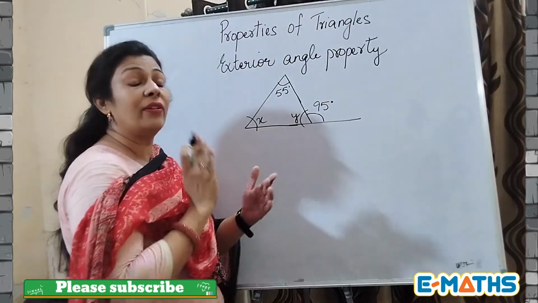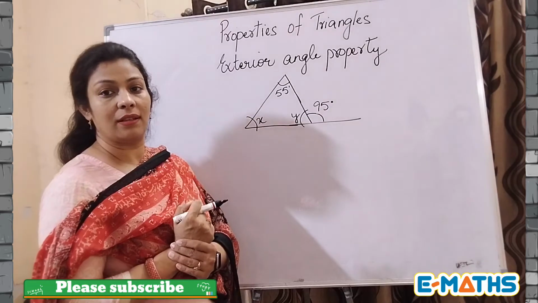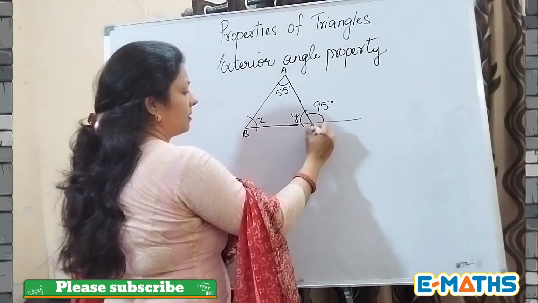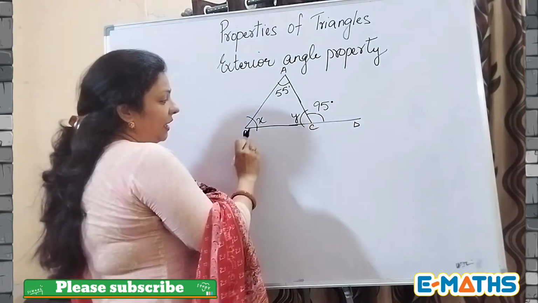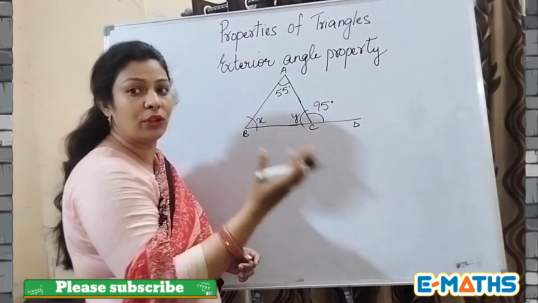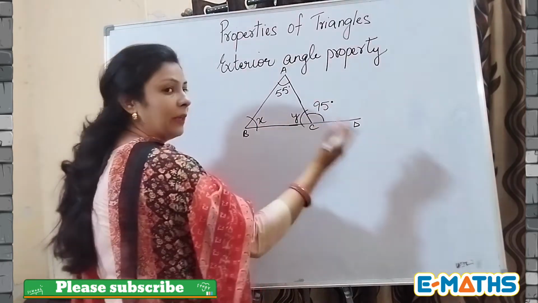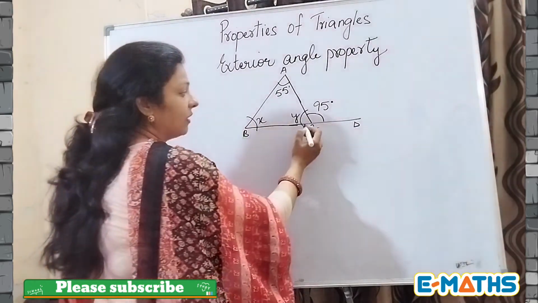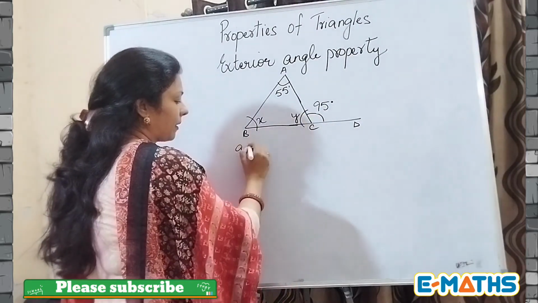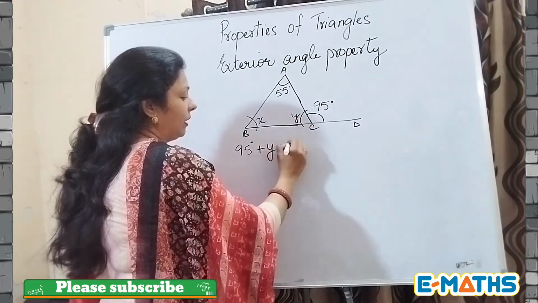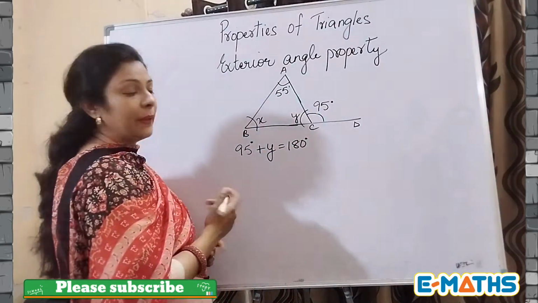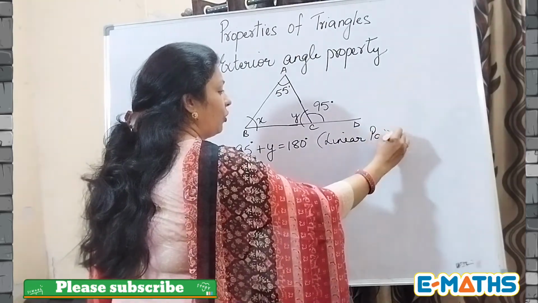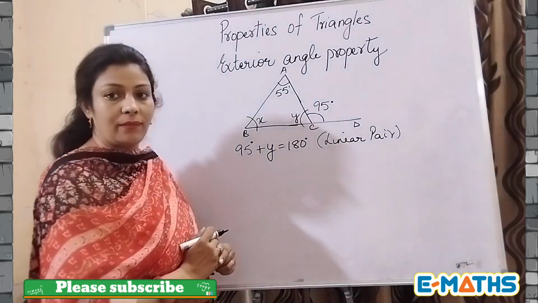Now, we have talked about lines and angles. If you can see here, if I name this angle A, B, C, and let's say this is D, we can see that this BC is extended, or produced, till D and it is forming an exterior angle. Okay, so this is a straight line which has been produced. Now if you see here, this 95 and Y are forming a linear pair, and whenever they form a linear pair, their sum is always equal to 180 degrees.